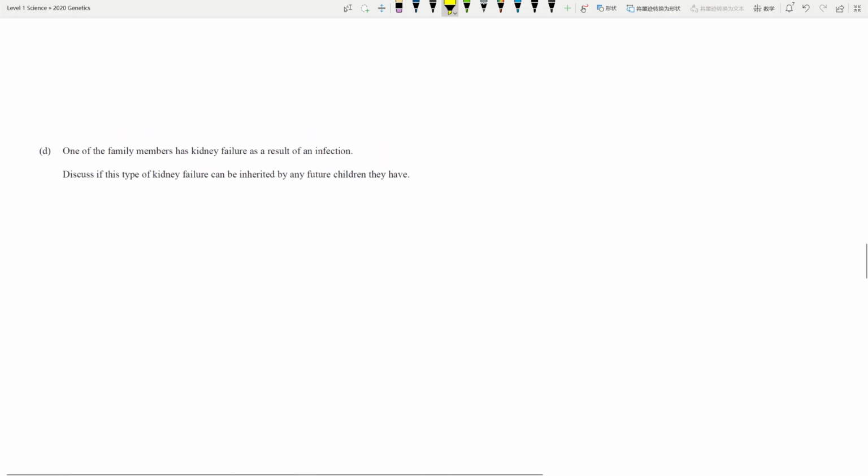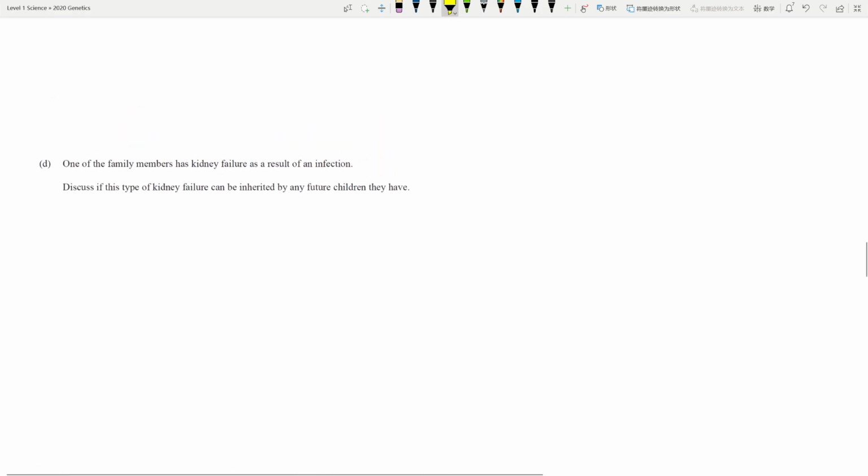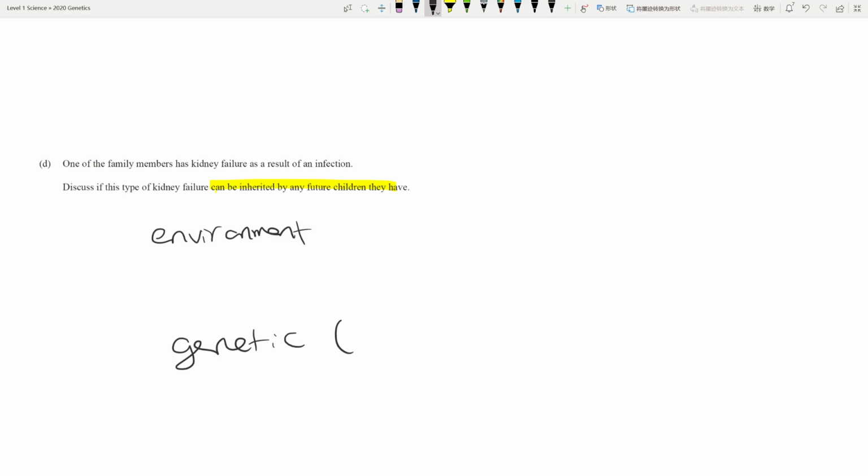Next one: one of the family members has kidney failure as a result of an infection, and discuss if this type of kidney failure can be inherited. No, you can't, because infection is not genetic. So you need to understand the difference between diseases and whatnot. If it occurs due to environment, and the other one is genetics, which is looking at gametes production in particular. When you look at environment changes, they are not inheritable.